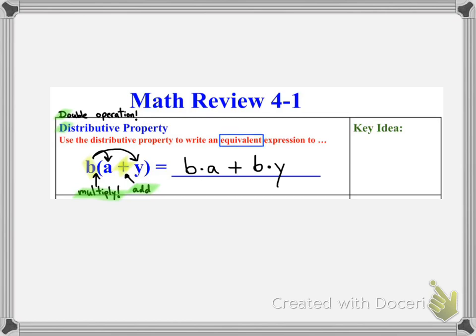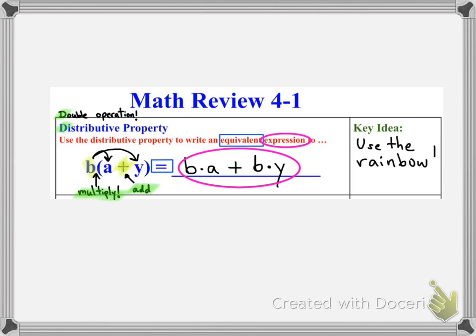So in other words, the question was asking us to use the distributive property to write an equivalent. An equivalent means equals. So now we have an equals, an equivalent expression. And the expression is this one, B times A plus B times Y. That's an expression. So the key idea for this problem is going to be use the rainbow. And the rainbow that I'm referring to are the little arrows that we draw on the top. Okay, that's the strategy.